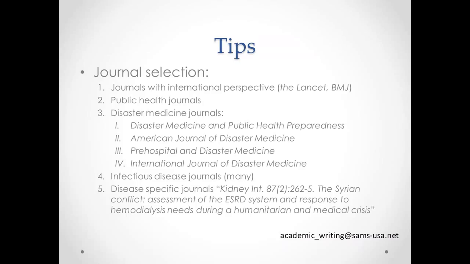The second type of journals would be public health journals. So American Journal of Public Health, International Journal of Public Health, Journal of Preventive Medicine. These all have the public health perspective, and they'll be very interested in your work. The third type of journals will be disaster medicine journals, and I listed here 4 of them. You can see these are journals specifically dedicated for this type of publication. They actually have the name disaster in their name, each one of these 4 journals.